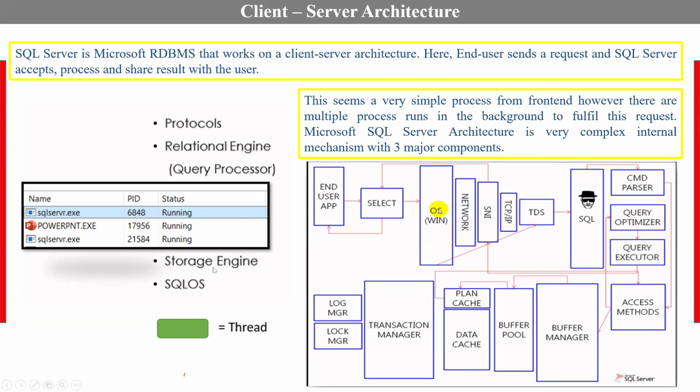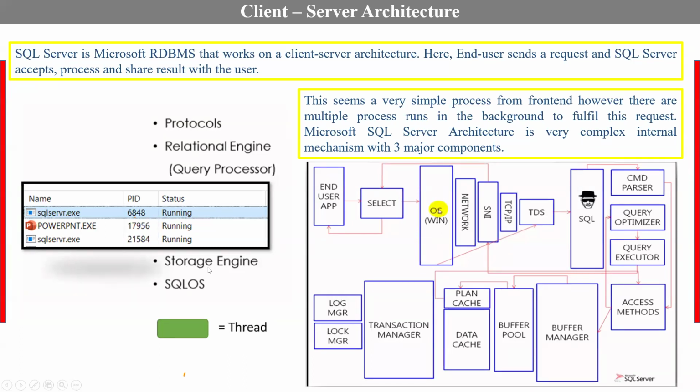Under the storage engine, which is processing your data, there are majorly three components. One is access method, one is buffer manager. Under buffer manager, we have buffer pools. Under buffer pools, we have plan cache, data cache, log cache. There are lots of caches available. And one more component is the transaction manager.